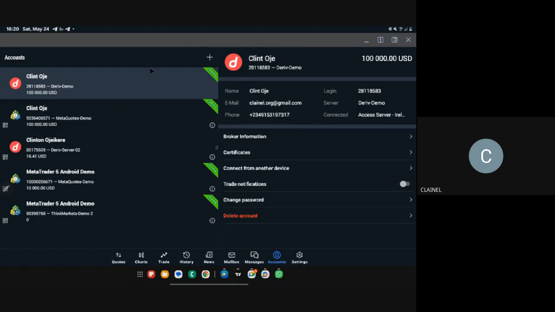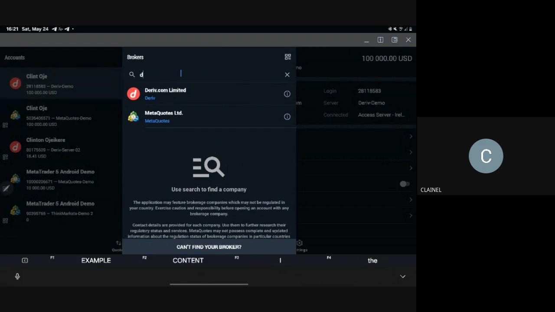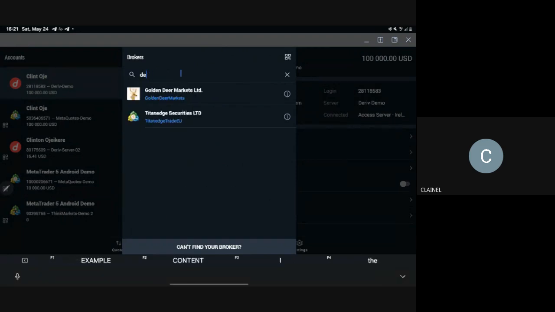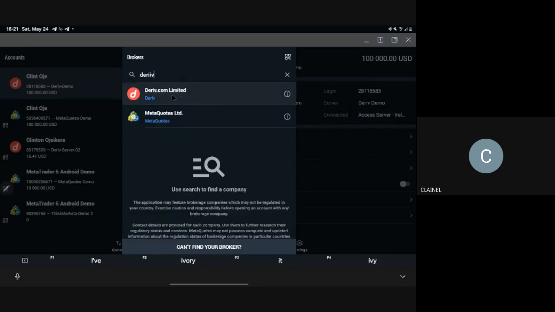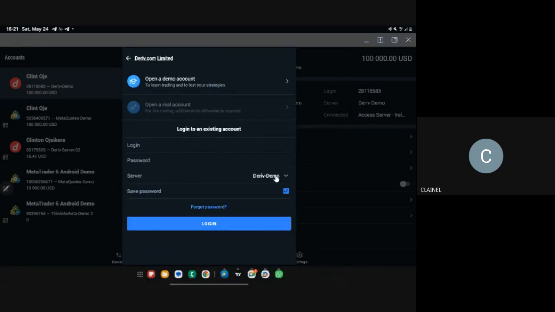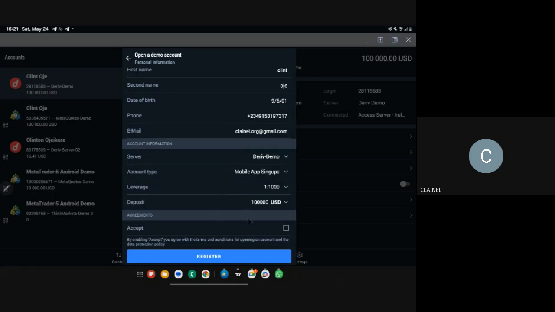I've already created the account, but if you'd like to create a demo account, these are the steps. You come to your accounts, you come to this plus sign, you find your broker. In my case, I didn't have to search because I already used Deriv. In your case, you have to search Deriv, it will come up. You tap on it. Make sure you select Deriv demo, then open demo accounts. You fill in your details, you accept the terms and conditions, and you press register.